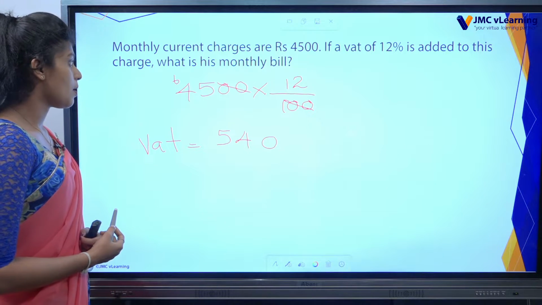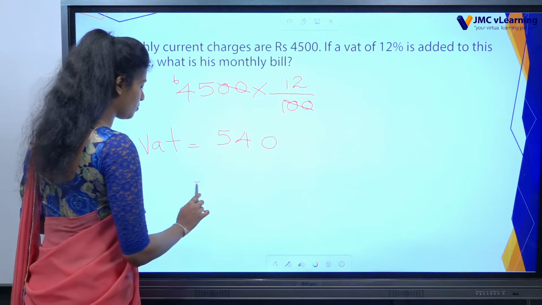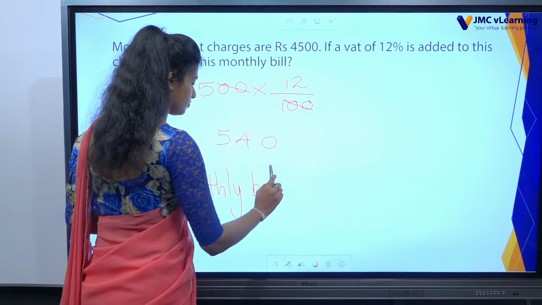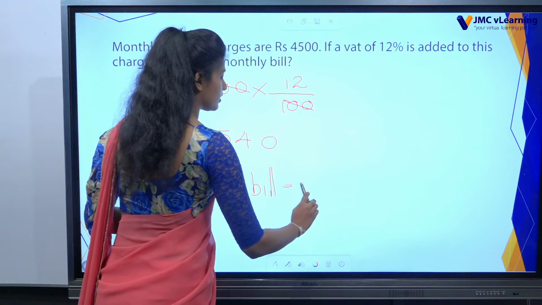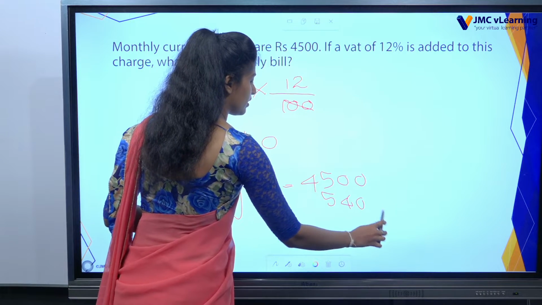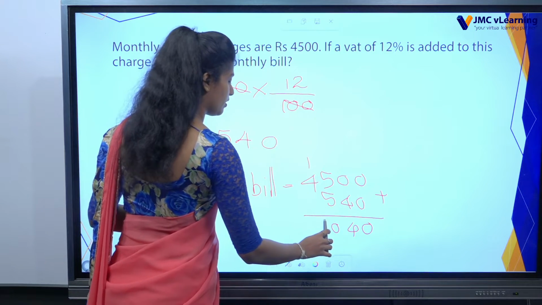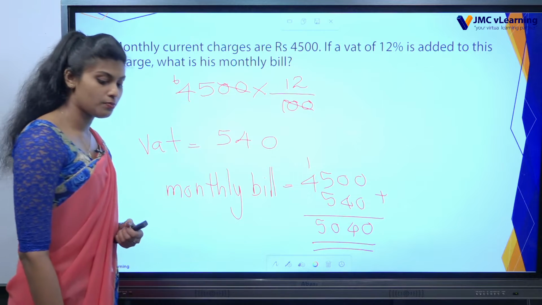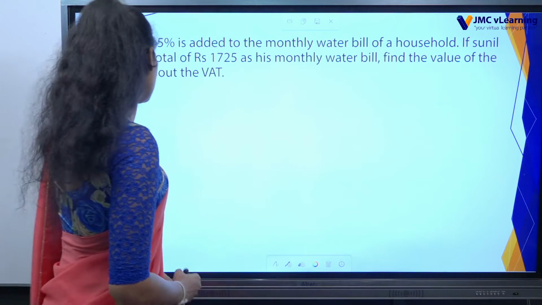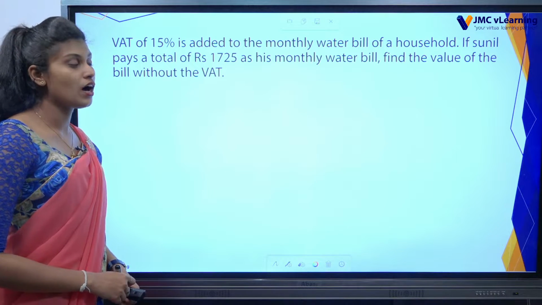540 is the VAT, but you have to find the monthly bill, so have to add these both. Let's find the monthly bill. Then charge is 4,500, VAT is 540, add these two, 4, 5, 5, 10, 1 left. Then how much is the bill? 5,040 rupees.